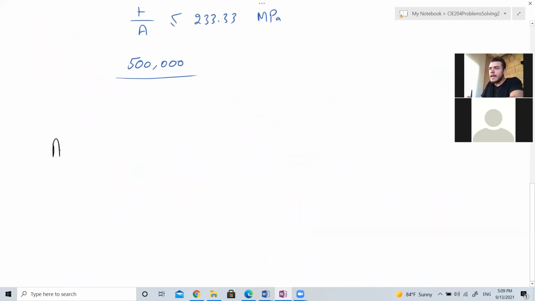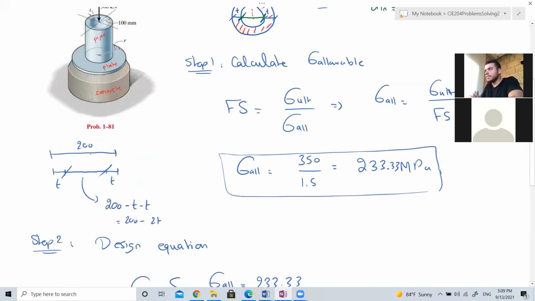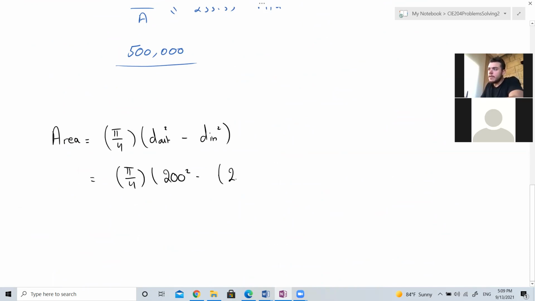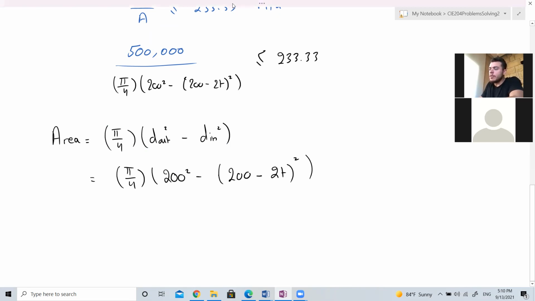طيب. Now what's the area يا حسن؟ شو قلنا نحن؟ The area of an inner and an outer diameter is pi over 4 multiply the outer squared minus inner squared. صح. So pi over 4 times 200 squared minus 200 minus 2t squared. So راح نحطها هون ما هيك؟ less than or equal to 233.33.